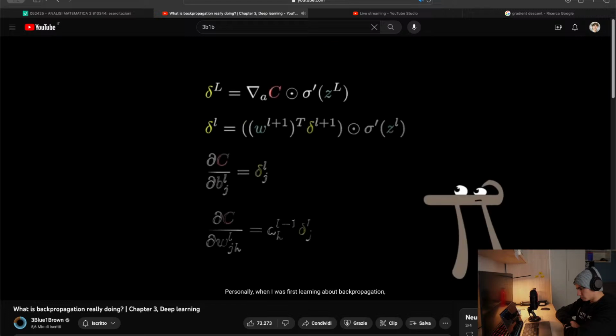Personally, when I was first learning about backpropagation, I think the most confusing aspect was just the notation and the index chasing of it all.